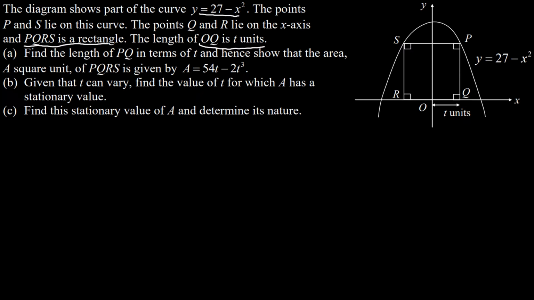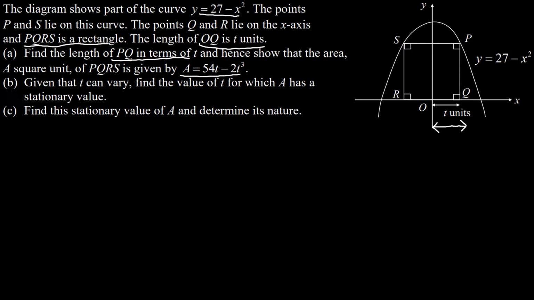So this is the length of t units given from here to there, and this is actually the x value. They are asking the first question, find the length of PQ in terms of t, and hence show that the area of PQRS is given by this.